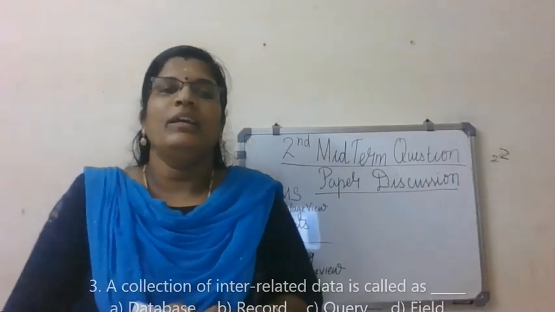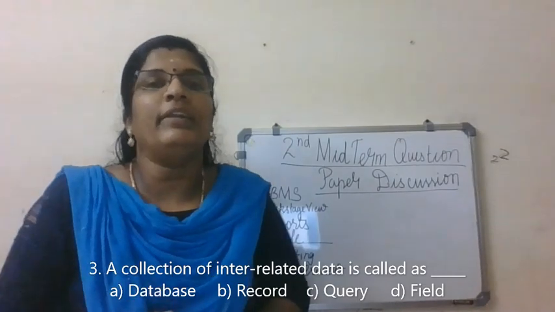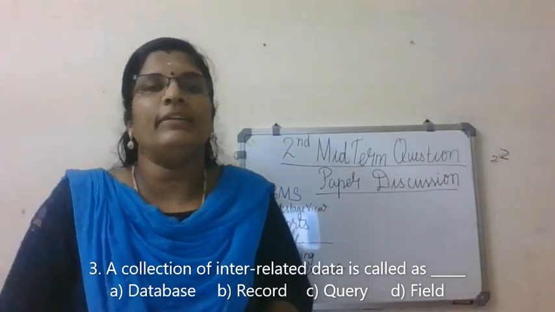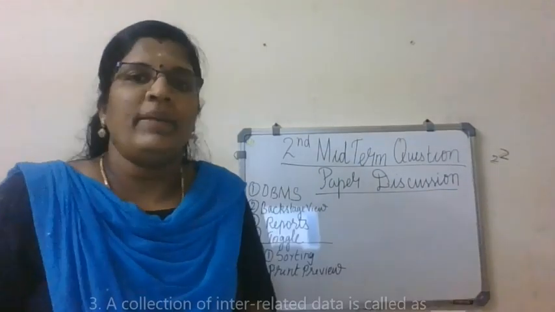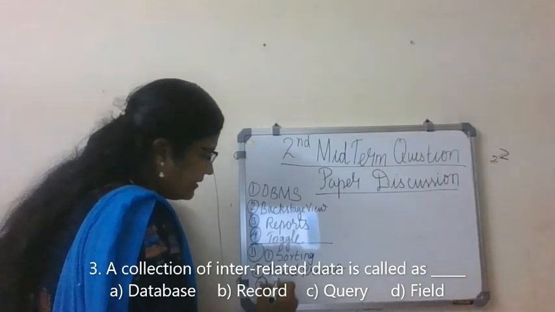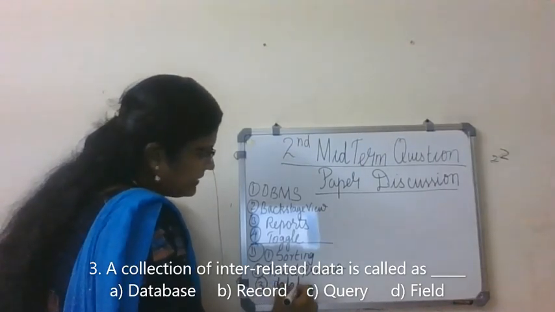Third one: the collection of interrelated data is called a dash. It's called a database. Third question answer is database.